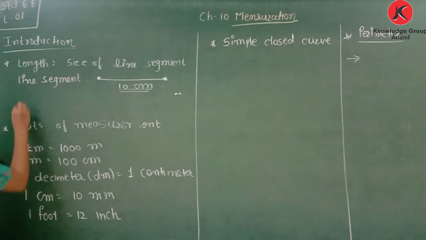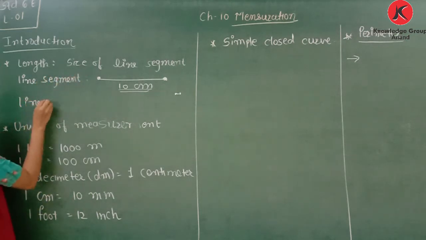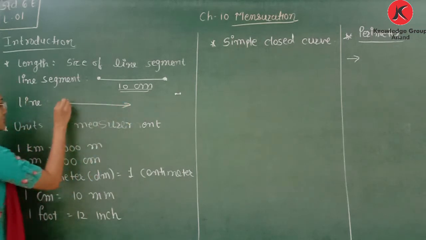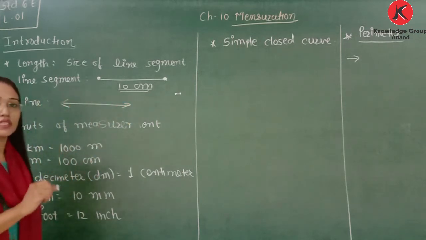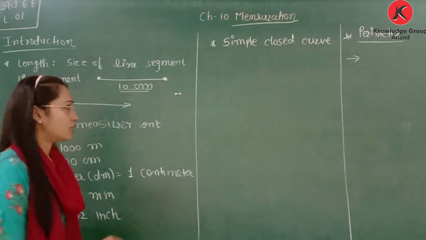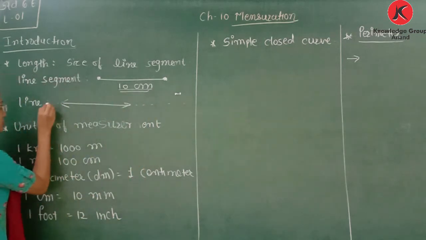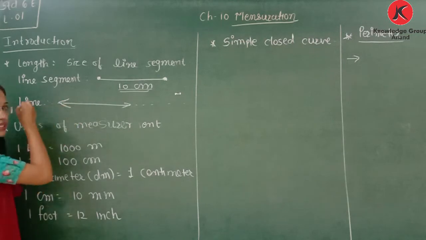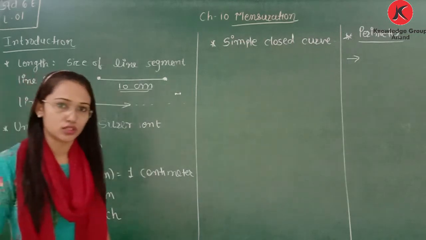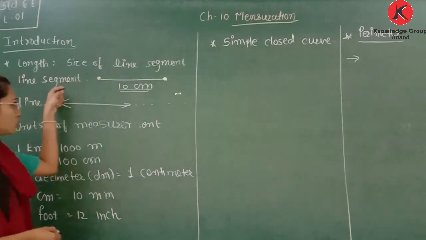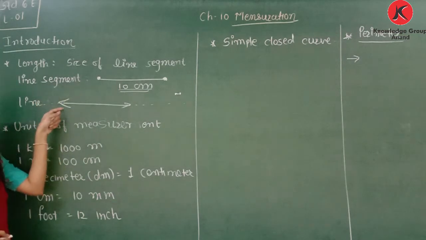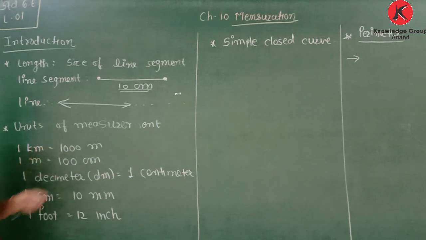If we draw a line, then we cannot measure the line. Why? Because it extends in both directions. It extends infinitely in this direction, and this arrow represents that it is extending in both directions. So that is why we can only measure the line segment. We can't measure the line. Clear?